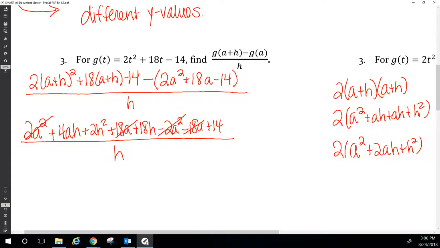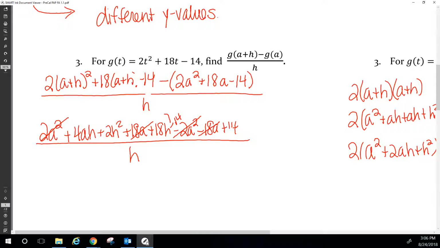Oh, nope. I made a mistake earlier because this 14 should cancel out. So up here I had 18 times a plus h. So this guy here, 18a, 18h. But then I forgot to bring down my negative 14. So this should be minus 14, and then minus 2a squared, and then plus 14 from over here. So there's a minus 14 and a minus makes it a positive 14. Sorry about that, guys. These guys cancel out as well.